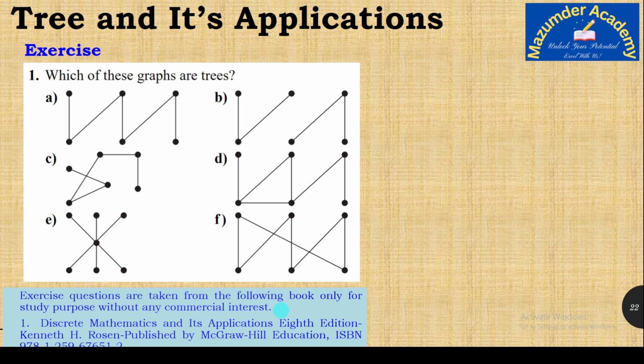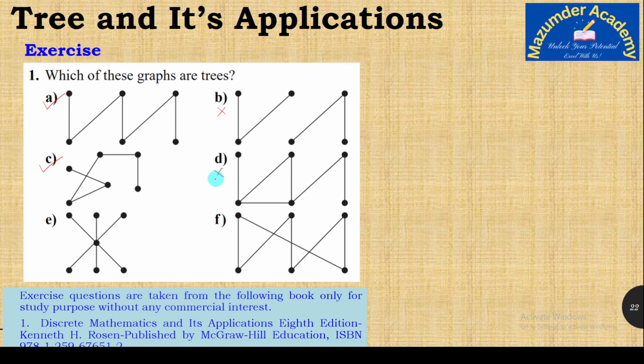Okay, let's start. The first question here: which of these graphs are trees? As we already understood while studying trees, the first one will be a tree because it is a connected graph. There is no cycle, no loop, no multiple edge, therefore it is a tree. Then B cannot be a tree because it is a disconnected graph. Then C is a tree. Although the edges are crossing, we can avoid this crossing by rearranging the edge and vertex positions. So this will also be a tree.